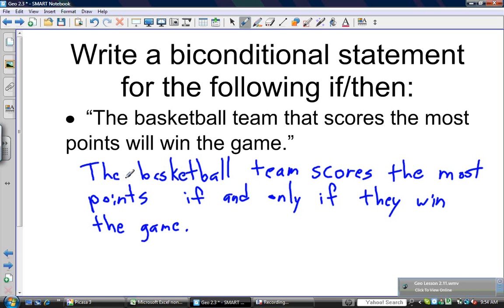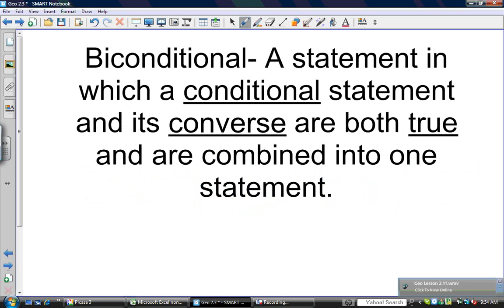Now what this says is it goes in both directions. It's saying the basketball team scores the most points. If their team scores the most points, then they'll win the game. It's also saying if they win the game, then the basketball team scores the most points. So when we throw if and only if between two clauses, we're saying that one depends on the other and the other depends on the first one, and they're both going to be true.